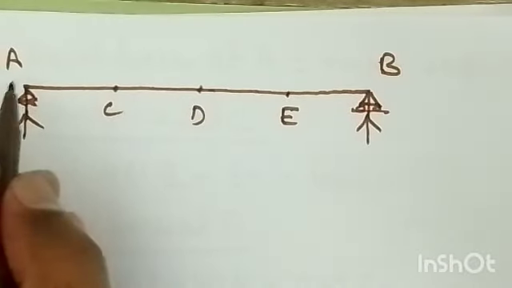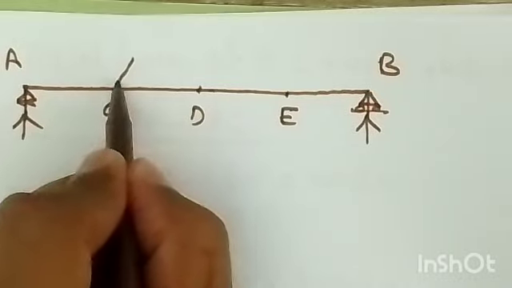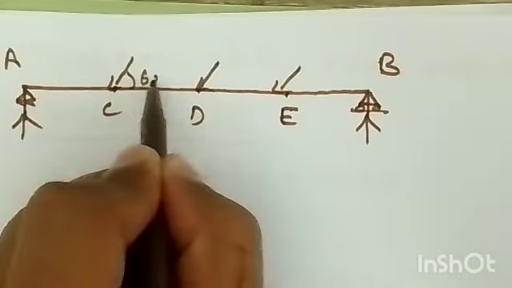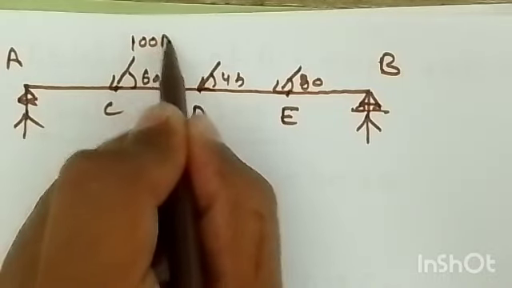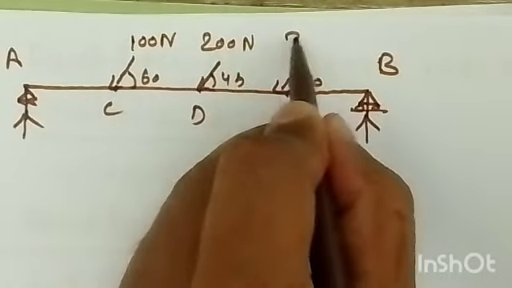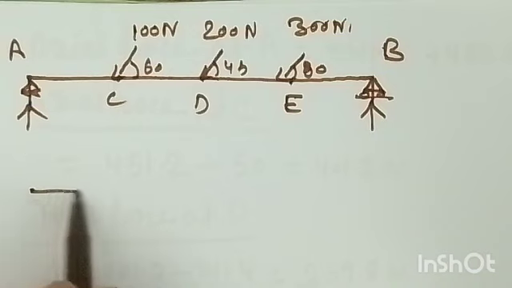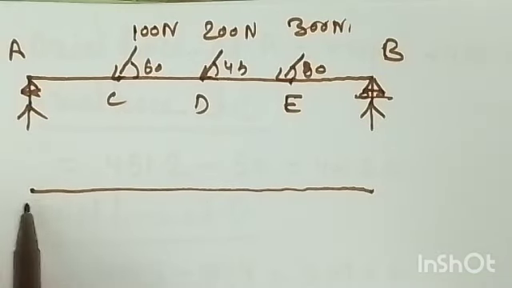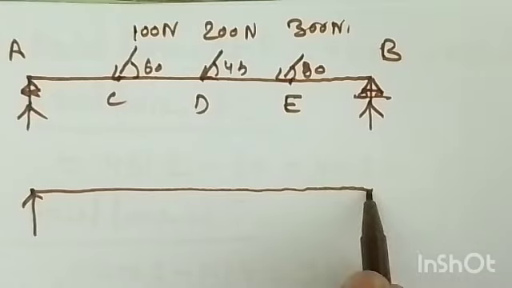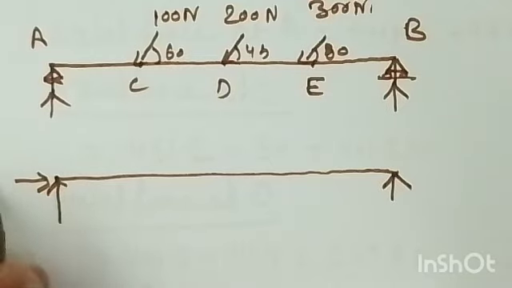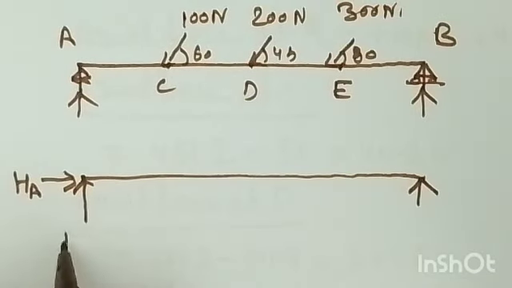Now, at these points loads are given, inclined loads. These are at 60 degrees, 45 and 30, right? Their magnitudes are 100 Newton, 200 Newton and 300 Newton. All right, now we have simplified this beam in this manner. So you have a reaction RA and a reaction RB. This is the horizontal reaction, is it or not? Let's say the horizontal reaction is HA, the vertical reaction is RA and the vertical reaction is RB.